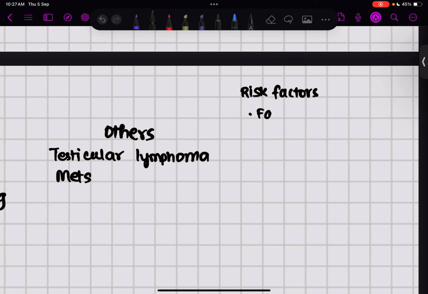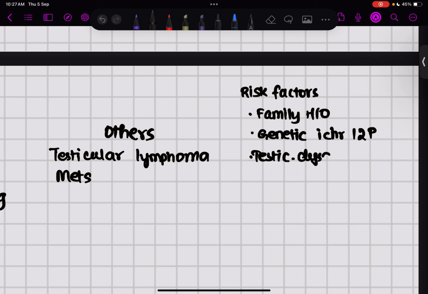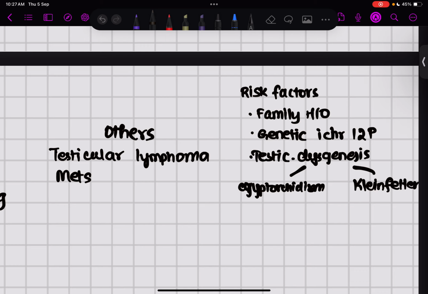Risk factors may be due to family history, genetic predisposition, due to chromosome 12p, isochromosome 12p, and testicular dysgenesis. It may be due to cryptorchidism or Klinefelter, and chemicals, pesticides.